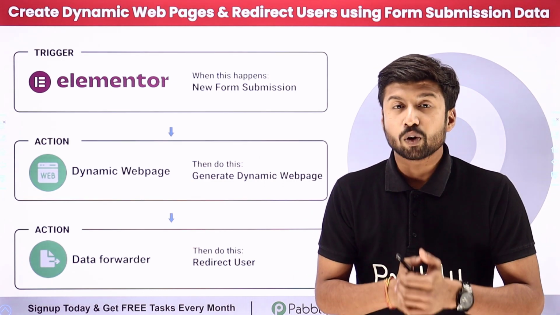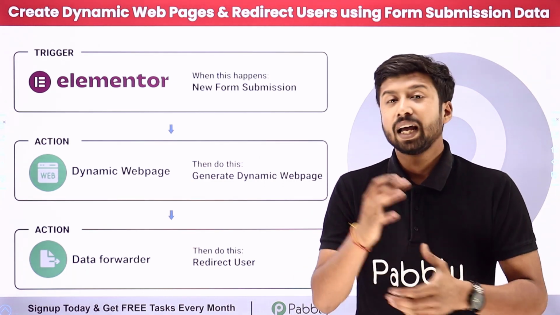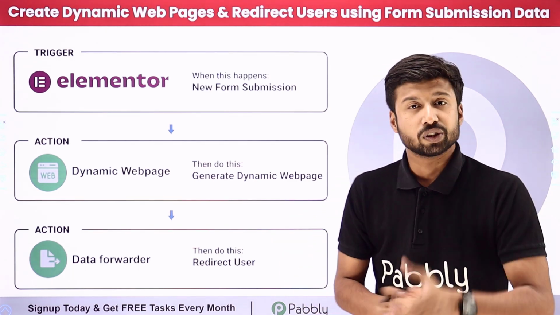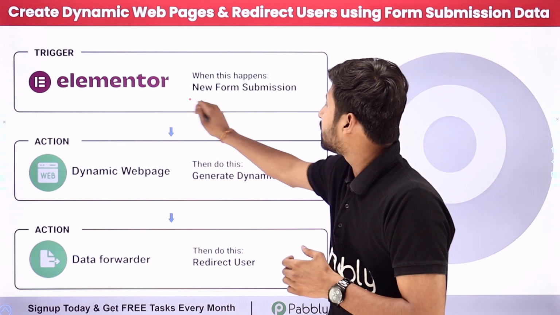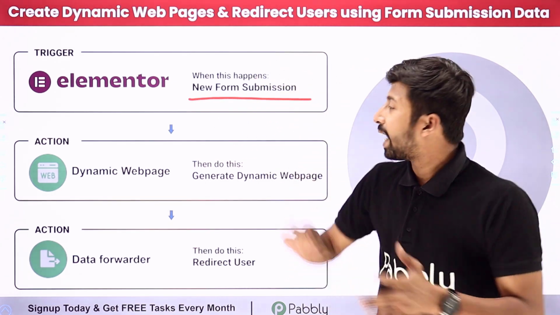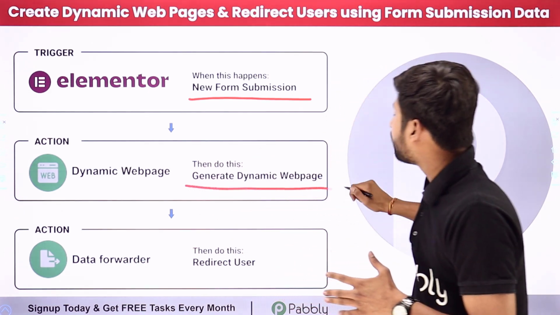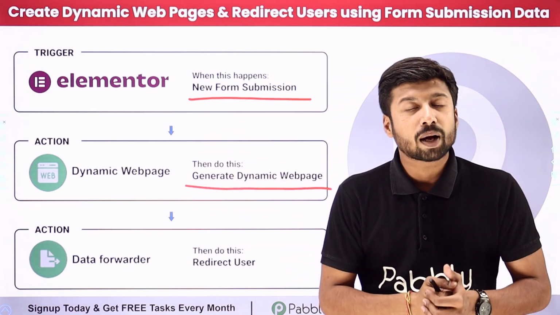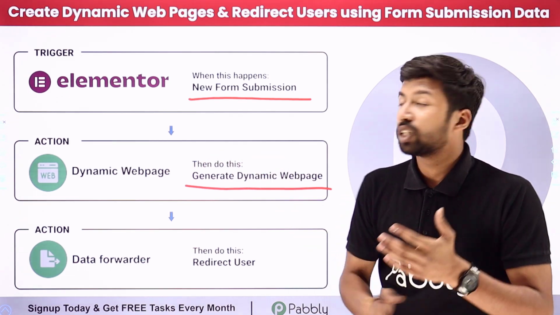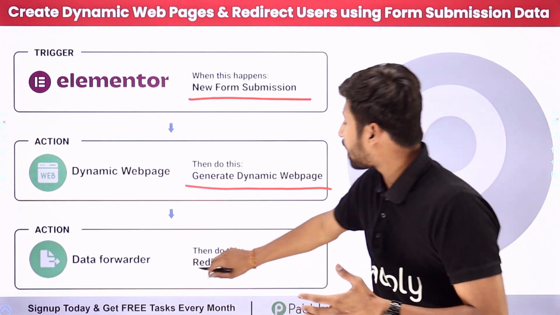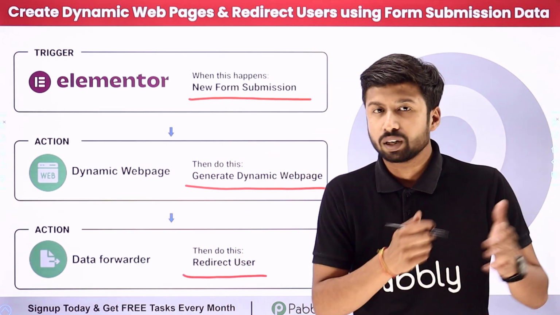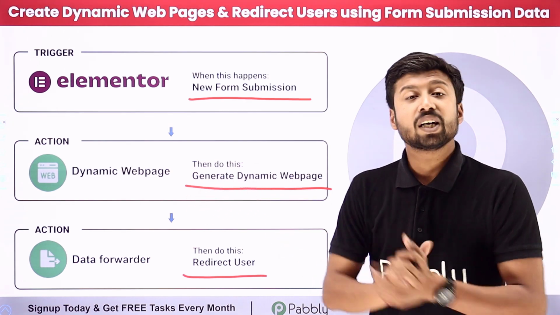In that web page, we are going to add the form responses which the user has entered as well. Now to create this kind of automation, we are going to use Pabbly Connect. And the best part is you don't need any kind of technical skills to create this automation. Whenever we receive a new form submission, automatically we are going to get the form responses and generate a dynamic web page using a module of Pabbly Connect called dynamic web pages. After generating the dynamic web page, we are going to redirect the same user after the form submission to the same web page using another module of Pabbly Connect, that is data forwarder.